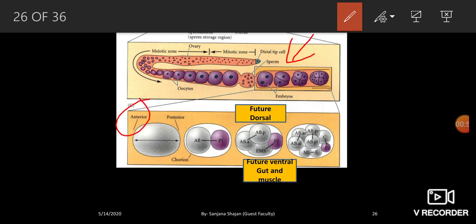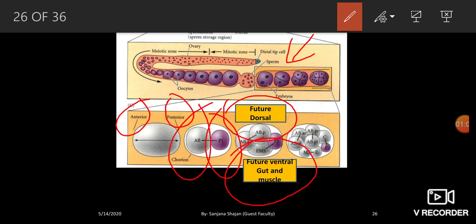So they form the anterior cell and the posterior cells. The anterior AB cell is formed and the posterior P1 cell, and again they'll undergo many divisions. The region at the top forms the future dorsal region, and the region below it forms the future ventral region, that is the gut and the muscles.